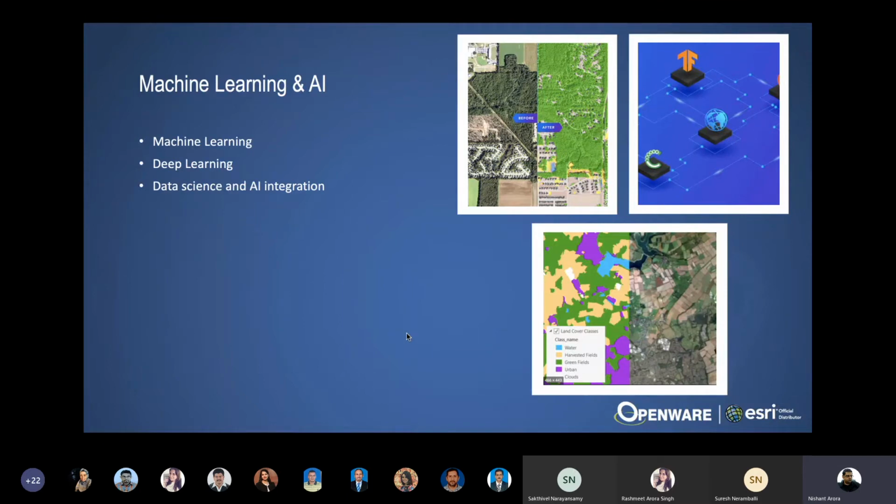In addition to this, traditional data science and artificial intelligence have now come together and can be integrated to solve complex problems by combining powerful ArcGIS built-in tools with any machine learning package or framework, some of which are TensorFlow, IBM Watson, and Microsoft Artificial Intelligence.